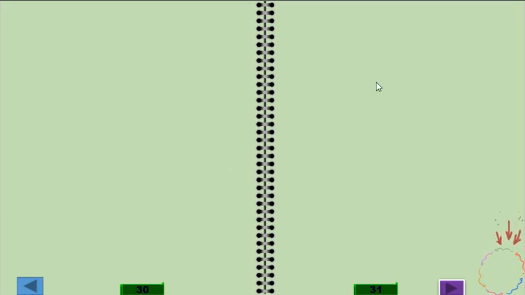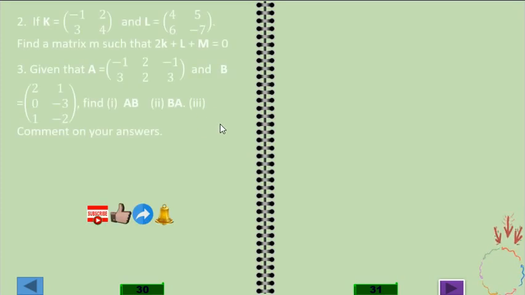Please take time to do this multiplication. That brings us to the end of this presentation. Remember, this is assignment 2, 3. So please do that.